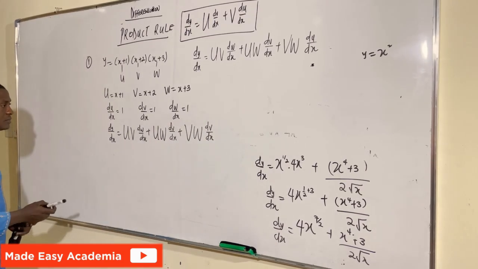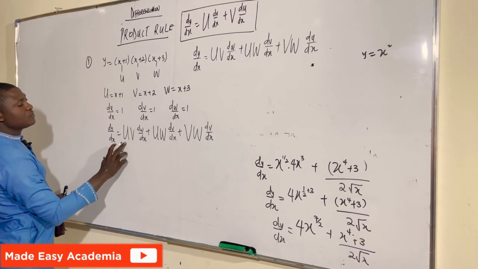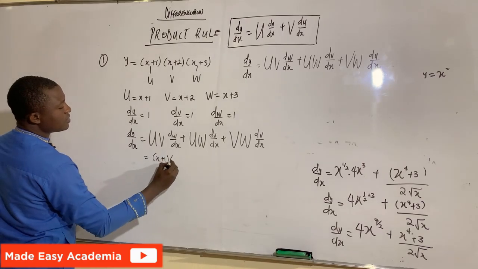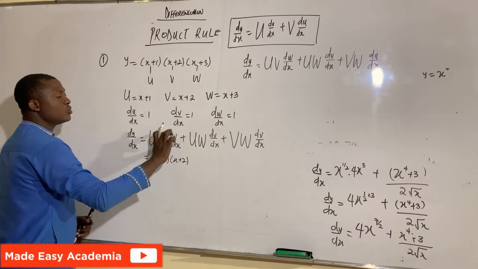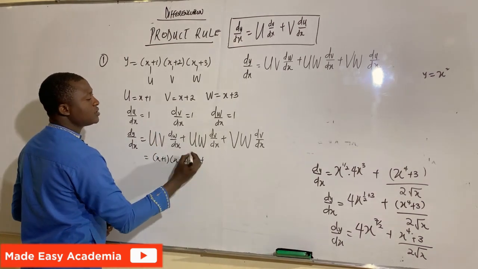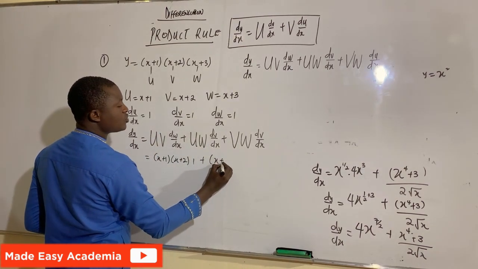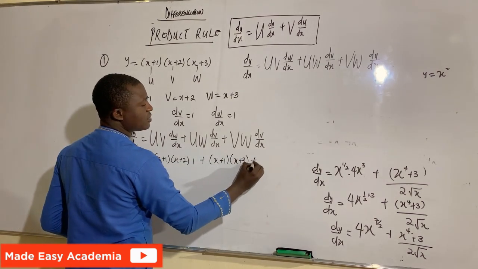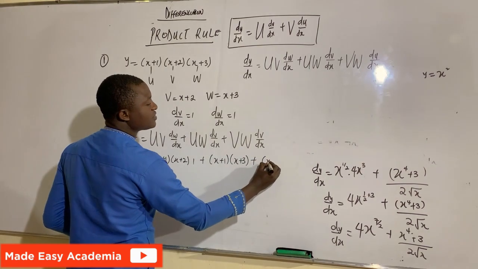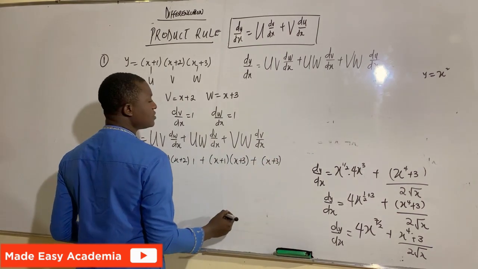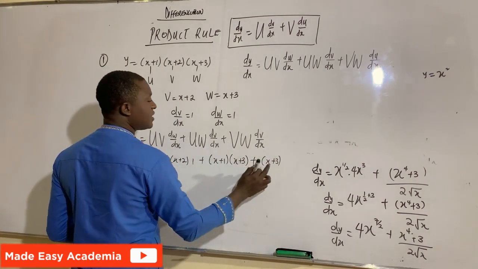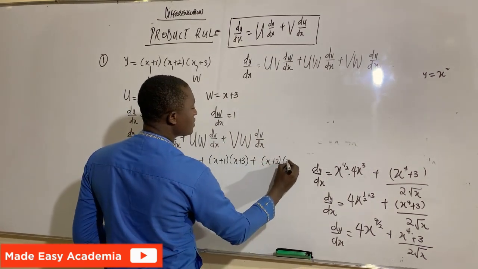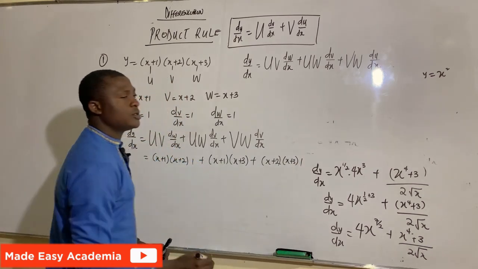So now, for u, what do we have from here? Our u is x plus 1. Our v is x plus 2. So our dw/dx, we have to be 1. Our u, again, is x plus 1. Our w is x plus 3. Our v, again, is x plus 2, and our w is x plus 3. And we have the other one to be 1.